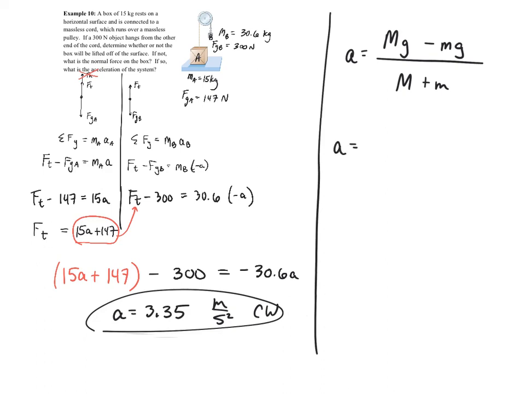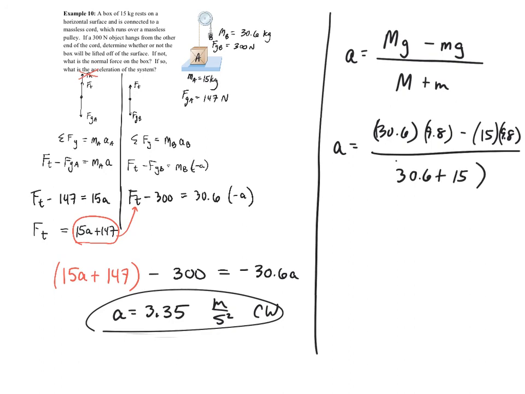You could say, okay, the larger mass is going to be 30.6 times 9.8 minus the smaller mass, 15 times 9.8, all over the sum, 30.6 plus 15. Okay, if you do that, you will get, and I'm going to say approximately 3.35, and I say approximately because I think our answer was rounded initially anyway. Okay, meters per second squared. But that's a generic solution for the Atwood machine.